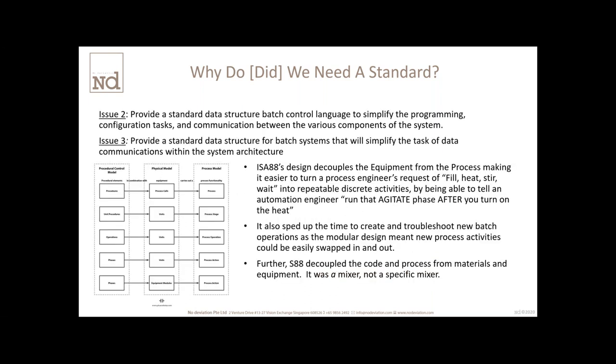Issue 2 and 3 are kind of similar. Provide a standard data structure and batch control language to simplify the programming, configuration tasks, and communication between the various components of the system. Provide a standard data structure for batch systems that will simplify the task of data communications within the system architecture. So how did it do this? It broke a holistic concept up into 3 parts, a procedural model, a physical model, and a process model. This decoupling separated what the equipment was supposed to be doing, the procedural model, from the equipment itself, the physical model, and what the product was doing, the process model.